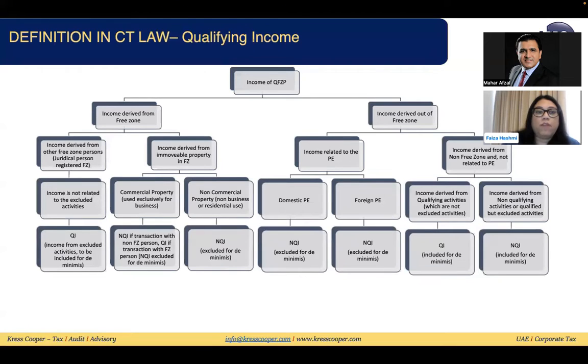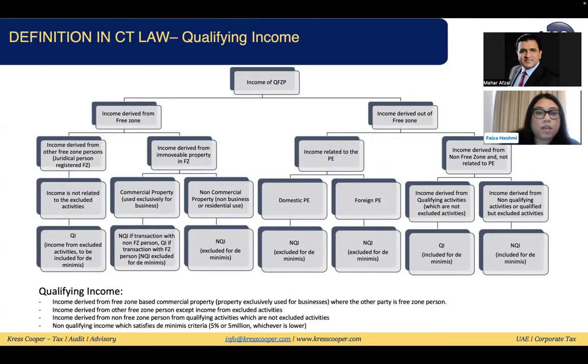So if it's income derived from other free zone persons who are registered in the free zone, and if it's not related to an excluded activity, then it would be considered as qualifying income. If it is income derived from immovable property in the free zone, then if it's commercial property and it is used exclusively for business, it will be non-qualifying income if it is a transaction with a non-free zone person. Qualifying income if the transaction is with a free zone person.